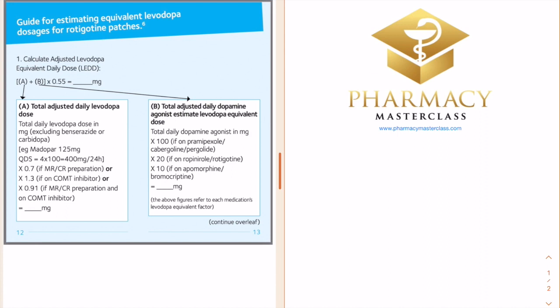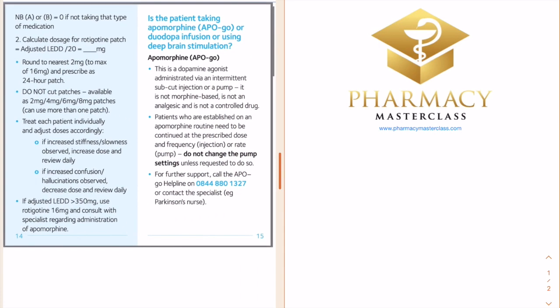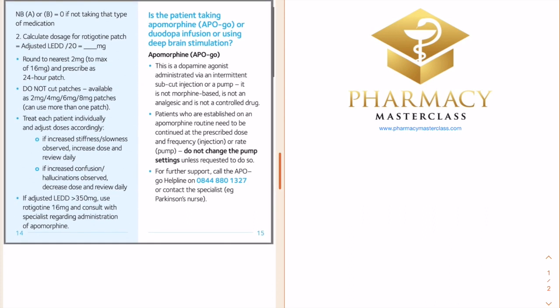In the exam, you'll be given a resource pack if you get a question like this, similar to the one to your left hopefully. It's taken off the Parkinson's website for emergency treatment. And what the resource pack tells you is how to convert a dose of levodopa to find an equivalent dose of the rotigotine patches. There's also some vital information in the resource pack that you must be aware of.